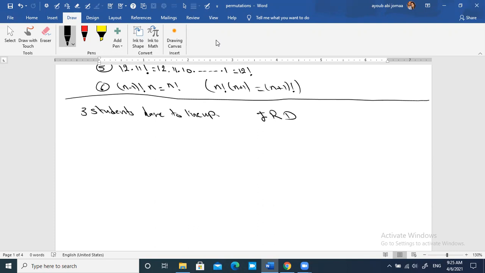Yes, Sarah. Do you have any suggestion? Any idea? These three students have to line up: Jana, Rawad, and Daniel. How can these three students line up? One behind the other.